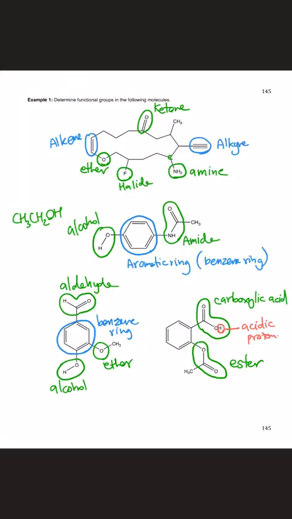Okay, and the last one, the hydrocarbon that we have, this part right here is the aromatic ring, or the benzene ring. Again, it's the same thing. Okay, so this would be an example that you are probably going to see on the exam. It's going to give you the molecules, and then you have to identify the functional groups like this.